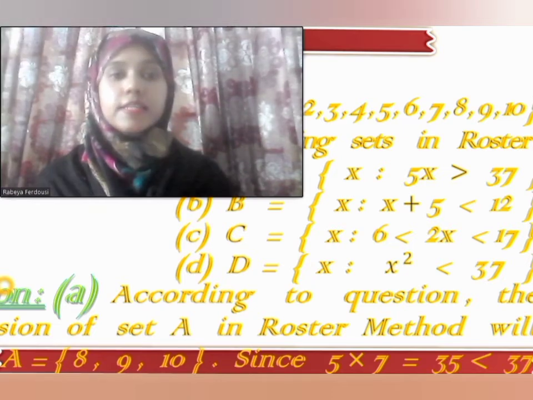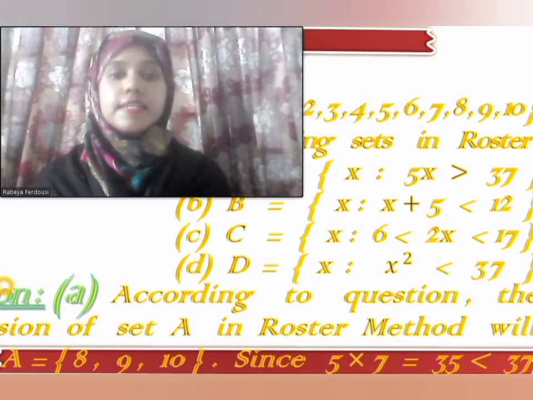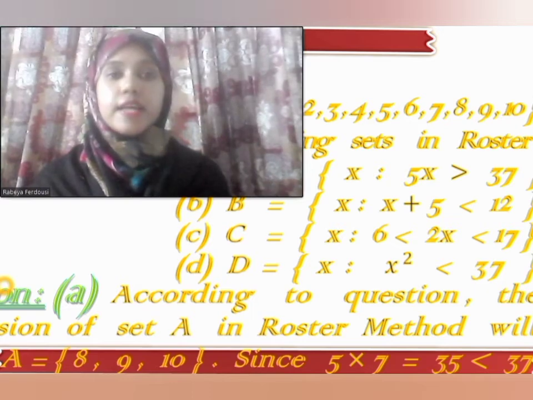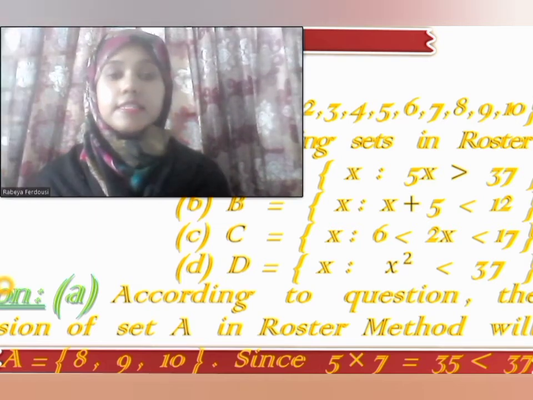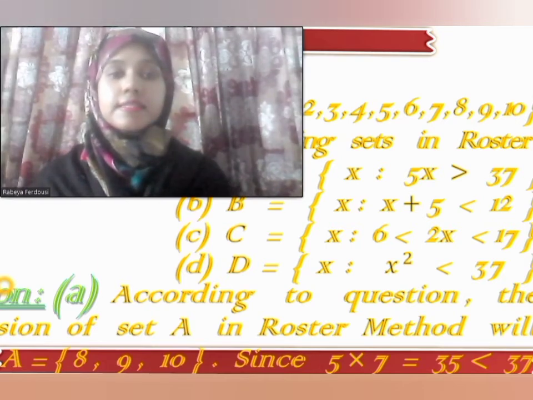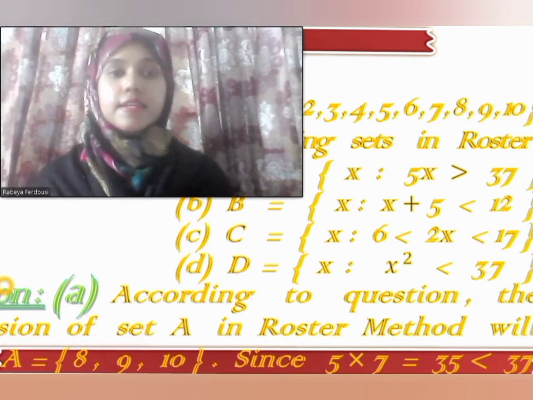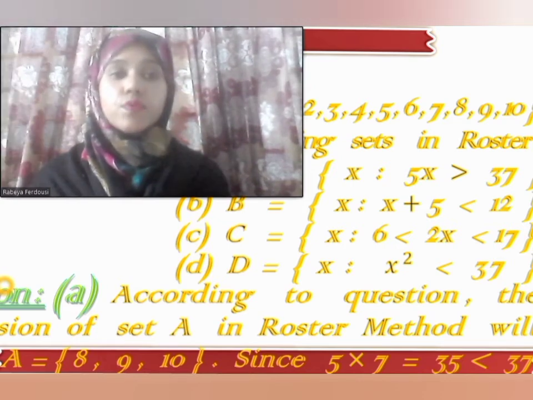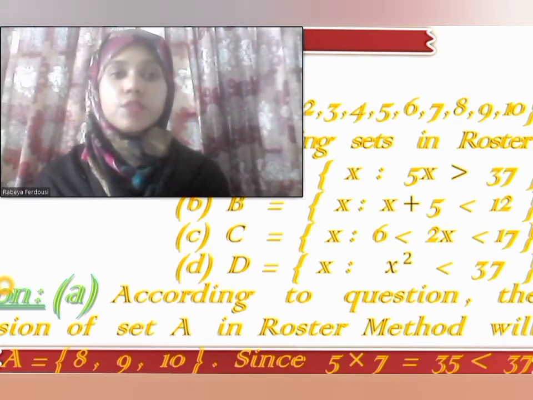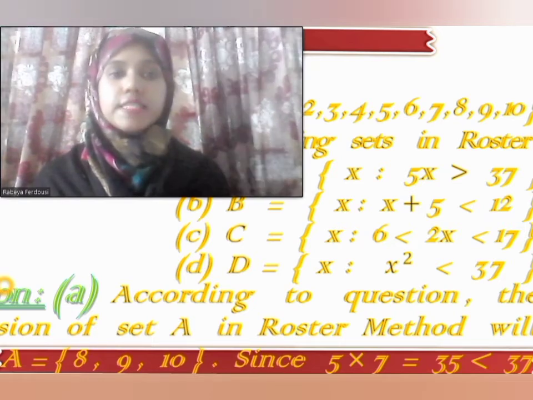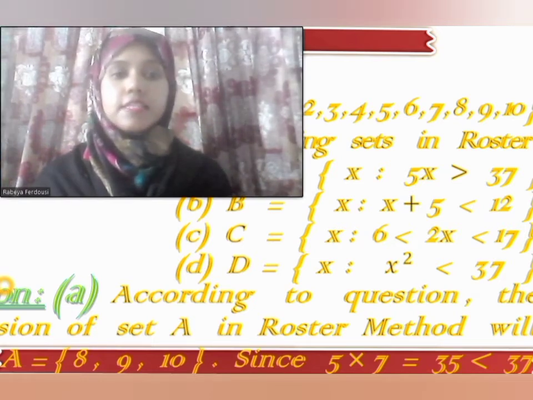Third one is set C: set C is equal to x such that twice x is greater than 6 and less than 17. And the last one is set D: set D is equal to x such that x square is less than 37. Here in this question, set U is a universal set, and in case of this universal set, we have to solve the elements of these 4 sets A, B, C and D.